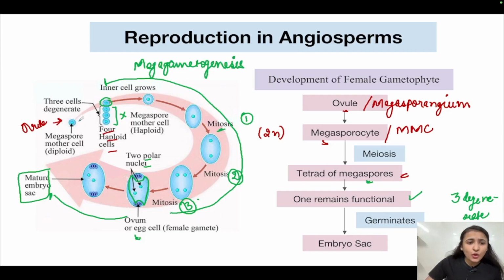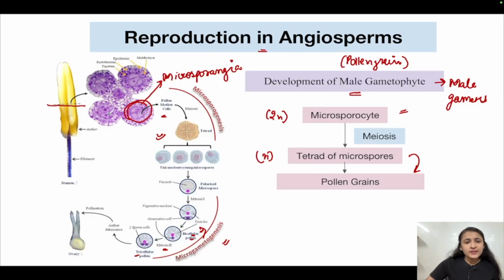And this formation of the megaspore, up till here from the megaspore mother cell, is the megasporogenesis. Just like we studied in the development of the male gametophyte, this procedure from here to here, from the pollen mother cells or the microsporocytes, the development of the tetrad of microspores from the pollen mother cells is the microsporogenesis, because these are the microspores that are formed.